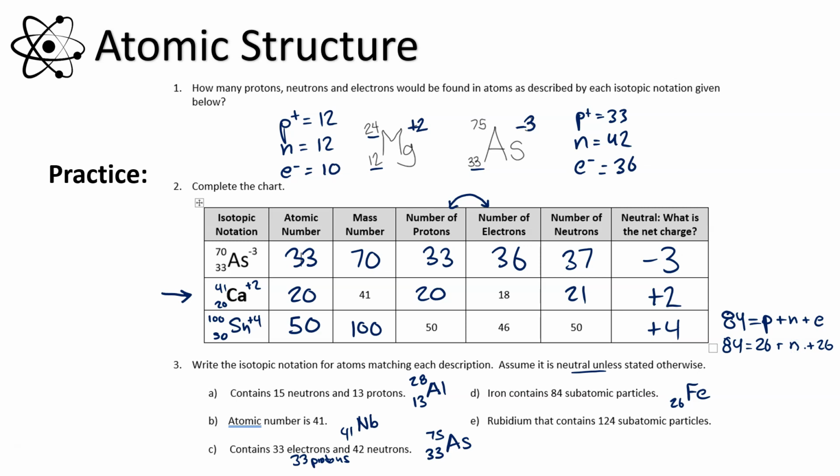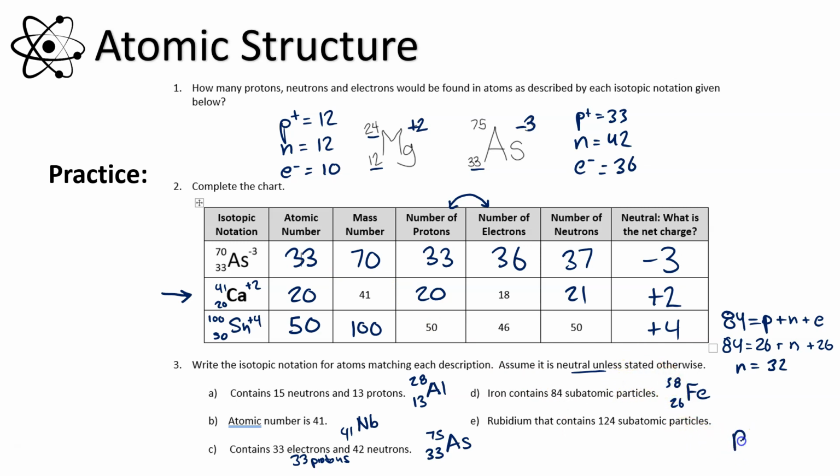This allows me to figure out how many neutrons there are by doing a little bit of algebra. 84 minus 26, and then minus 26 again. This tells me that there are 32 neutrons in this iron atom. The final step is to combine 32 with 26 to get the mass, and this comes out to 58. So my iron atom here has to have a mass of 58.